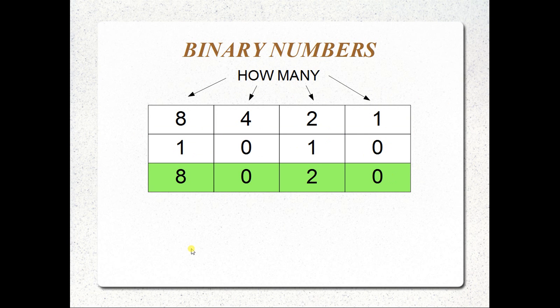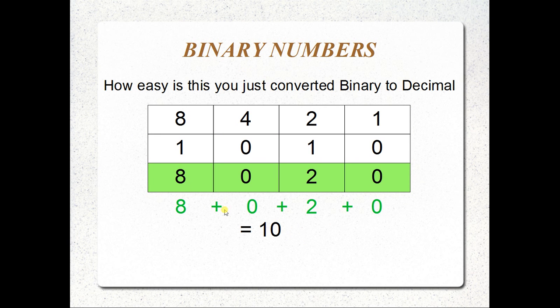So how many 8s do I have? 1. How many 4s do I have? 0. How many 2s do I have? 1. How many 1s do I have? 0. Then you just add them up, just like you did with decimal. The process is the same. It's just that instead of going by tens, where 10 times 10 is 100 times 10 is 1,000 times 10 is 10,000, we just go by twos. It's 1 times 2 is 2 times 2 is 4 times 2 is 8. That's why it's called binary, because binary is by 2, decimal's by 10. So really it's very simple. So just 8 plus 2.